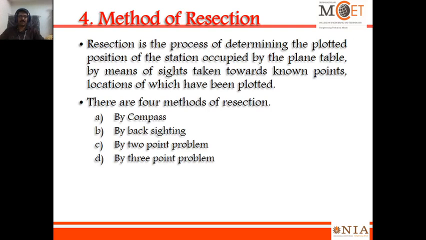Next is the method of resection. Resection is the process of determining the plotted position of the station occupied by the plane table. Where we are keeping the plane table on the ground, that position has to be found on the given map. That is the method of resection, by means of sights taken towards known points, the locations of which have been plotted. So here there are four methods: by compass, by backsighting, by 2-point problem, and by 3-point problem, right? We will see them one by one.